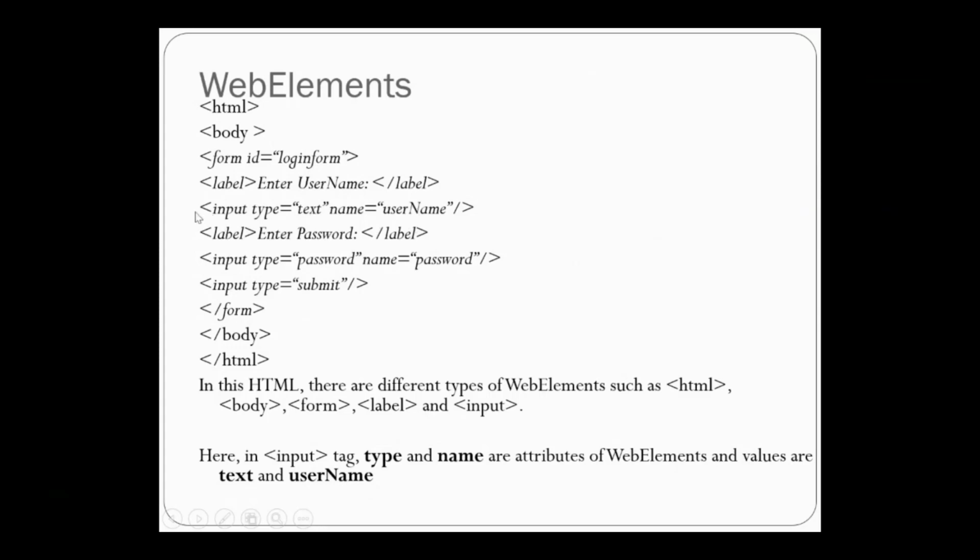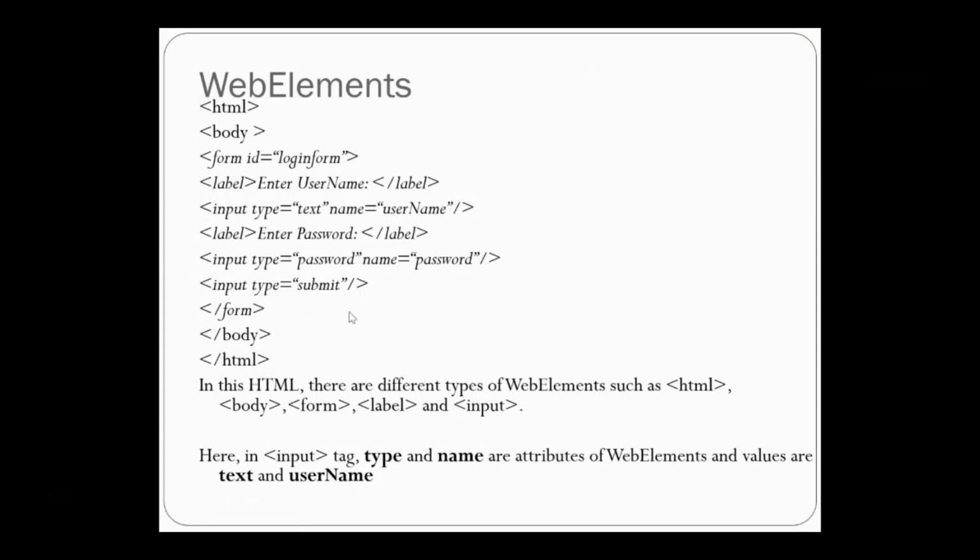So we have to remember, the complete line input is basically an HTML tag, and for this input tag we have two attributes here, type and name. In the form tag we have only one attribute, that is ID, and the attribute value is login form. This is a very basic thing.